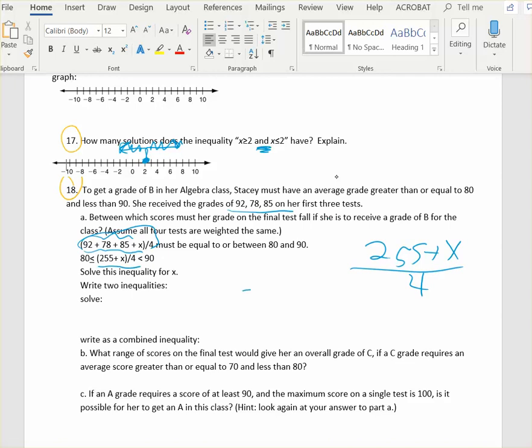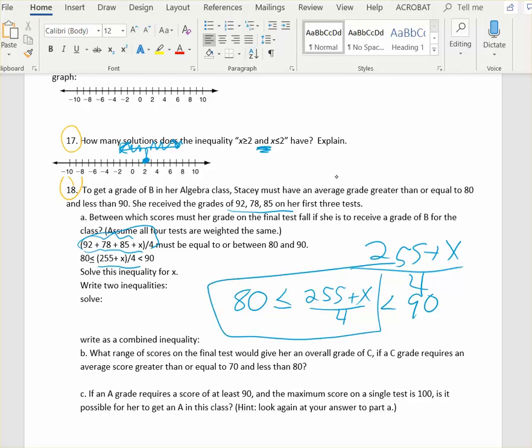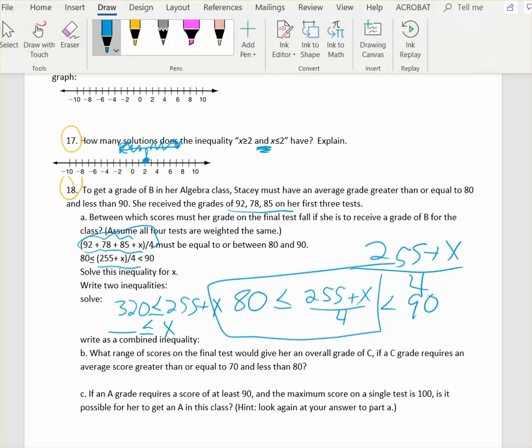If I was writing that without typing it, I could write it like this. So to solve this, I would have to get x by itself, so the first step would be to multiply by 4. So let's say I was just solving this part. I would multiply both sides by 4, and that would give me 320 is less than or equal to 255 plus x, and then I would subtract 255 from both sides to find out what x is greater than or equal to.